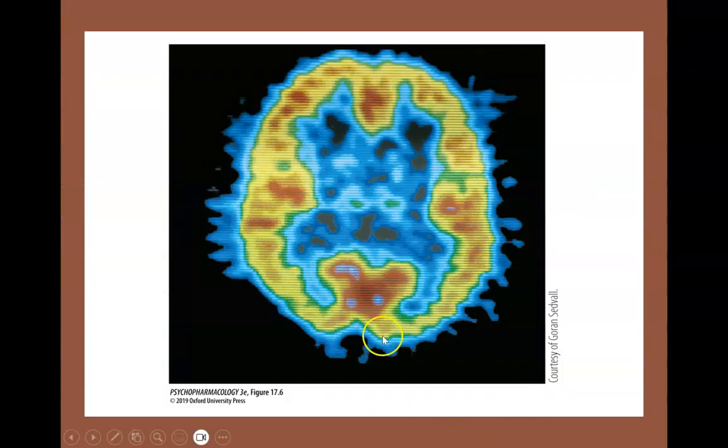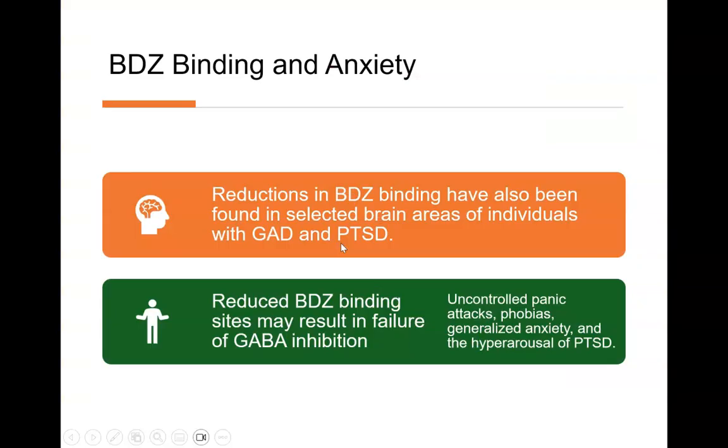And here you can actually see a PET scan of those different binding sites. Remember that areas that are in orange and red have more active benzodiazepine binding sites than elsewhere. And we can kind of see that a lot of areas of the cortex, particularly the frontal cortex, have a lot of those binding sites present.